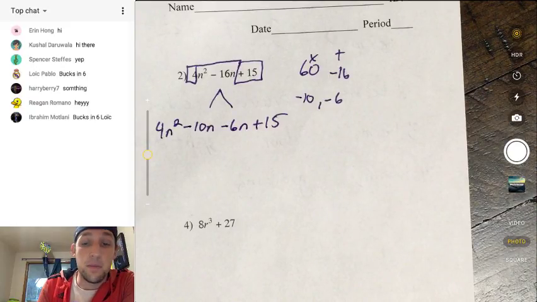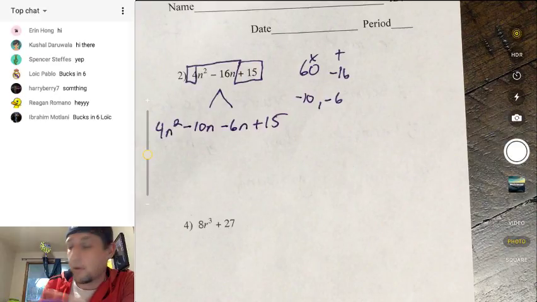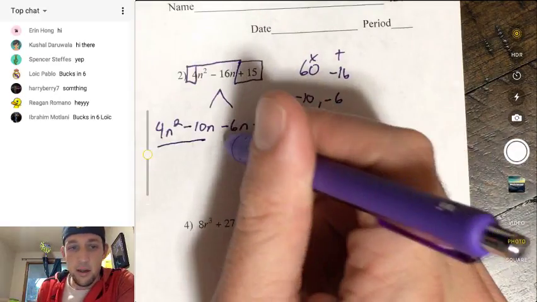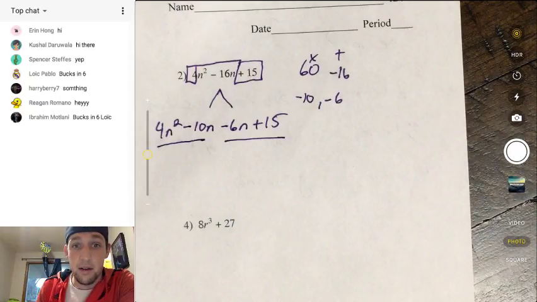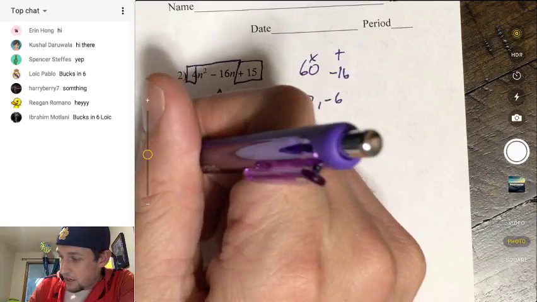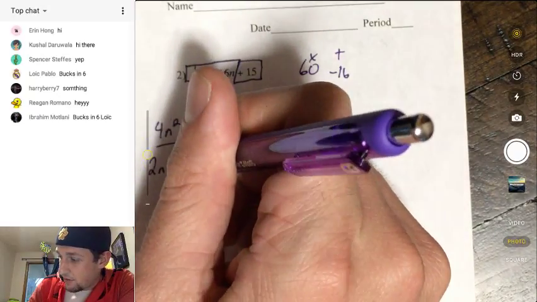Now what I'm doing is basically what I'm going to end up doing later on for the factoring by grouping problem. I'm going to group those two together, and I'm basically going to factor out a GCF of both of them. My GCF of 4n squared and 10n is 2n. When I take it out, I get 2n minus 5.